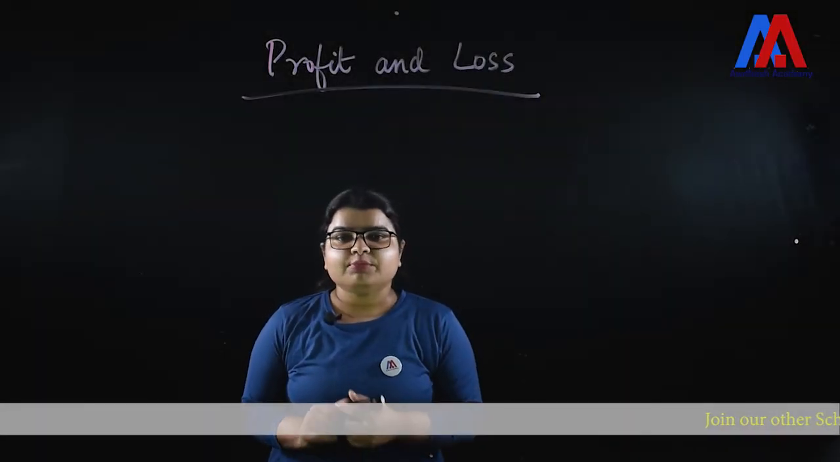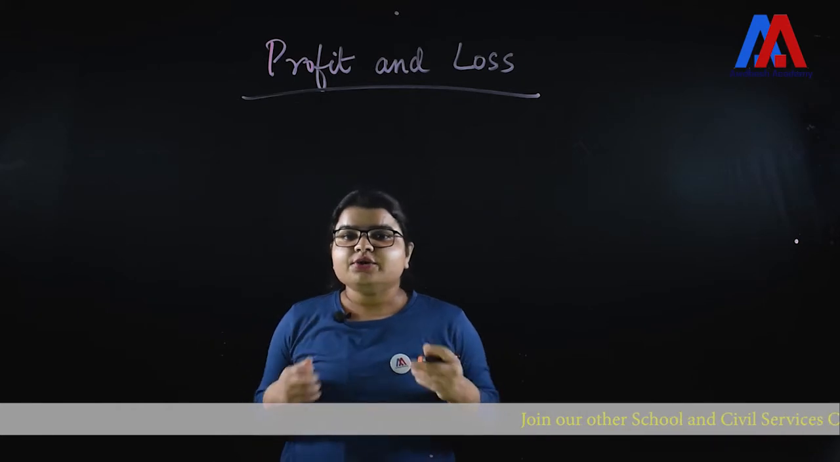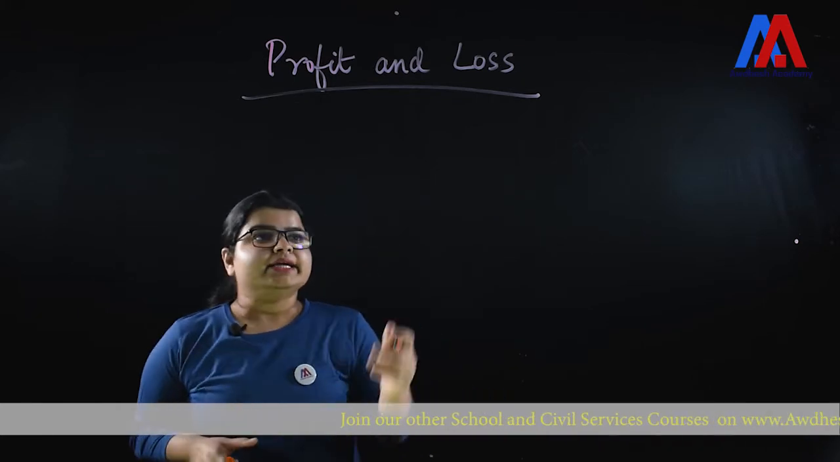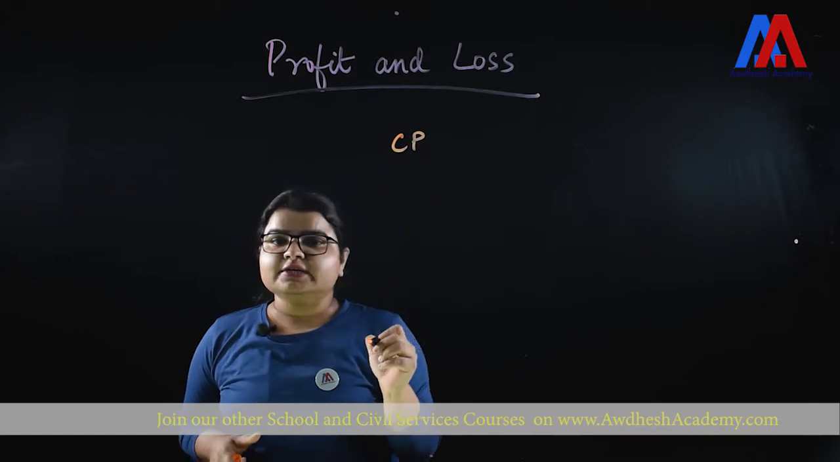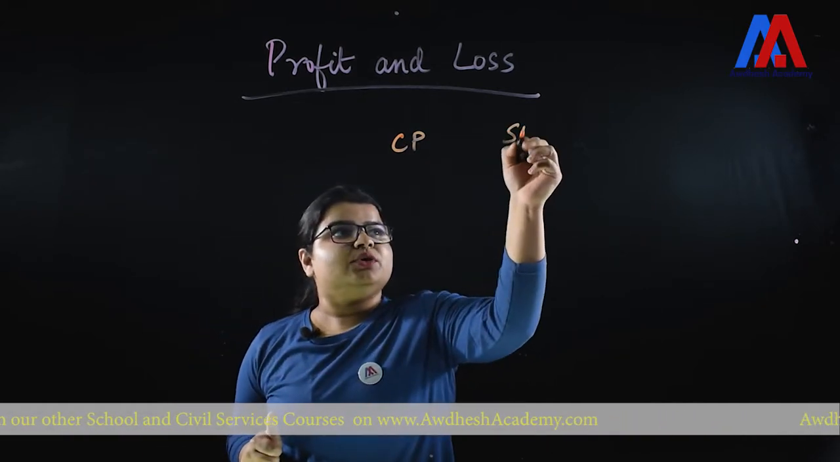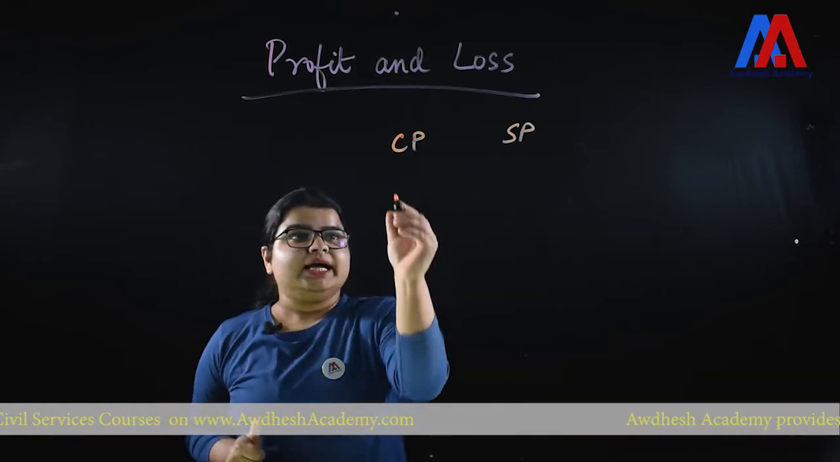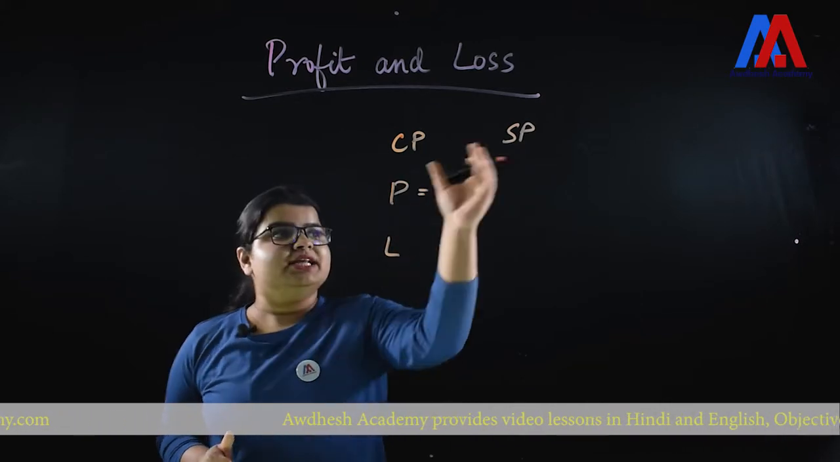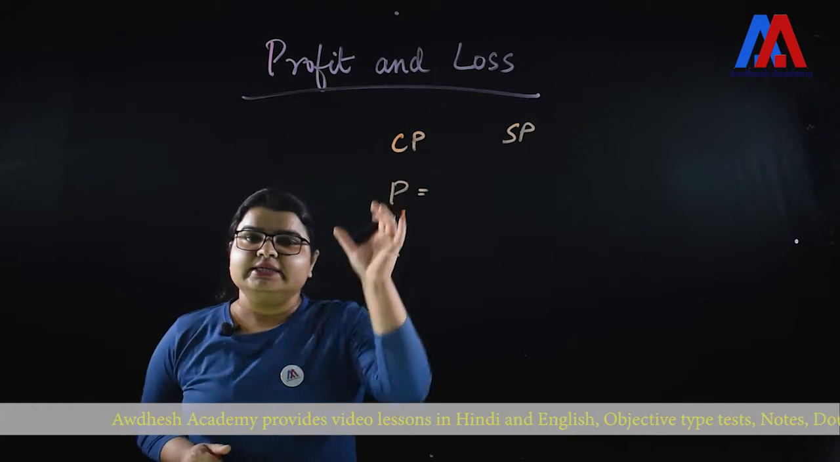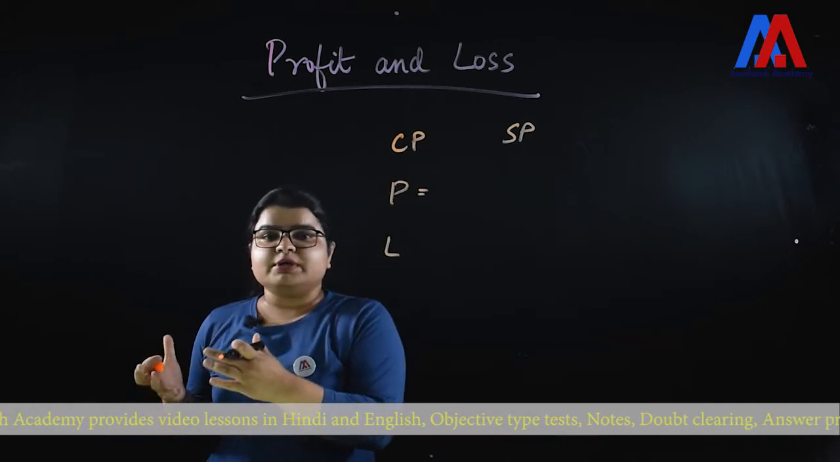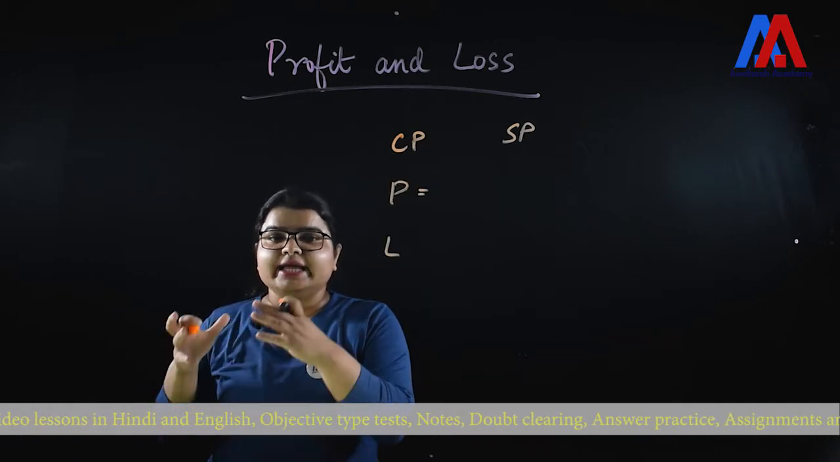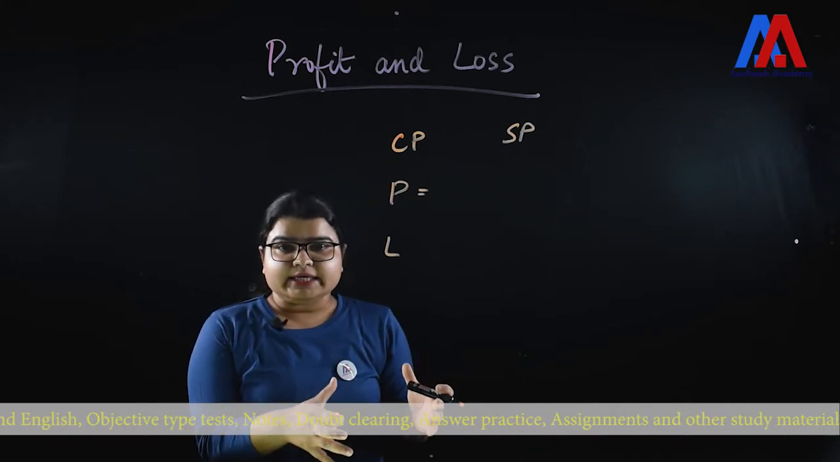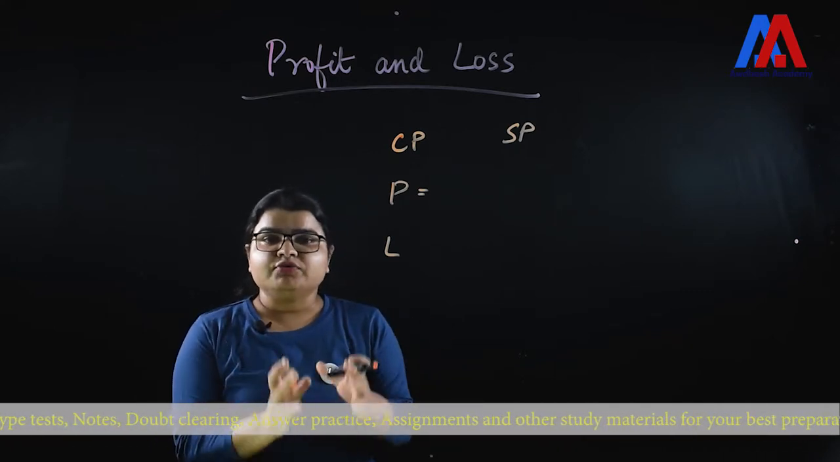Today we learn about profit and loss. Now we already know about profit and loss, like we have certain quantities here which is cost price, then we have a quantity selling price, and then we have profit or loss. Now profit is when the selling price is more than the cost price. That is, say you have purchased an item for 100 rupees and then you are selling it at 120. That is, you have made a profit of 20%.